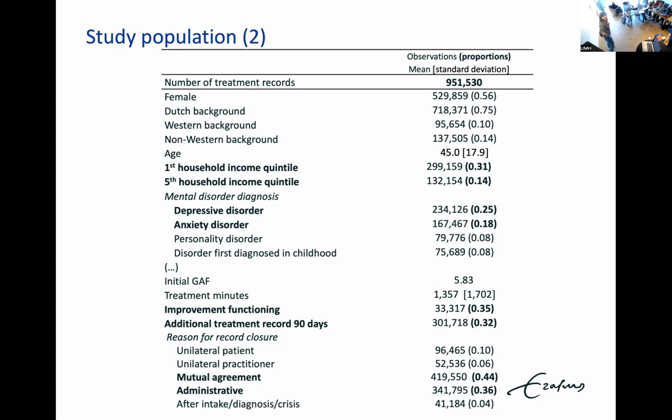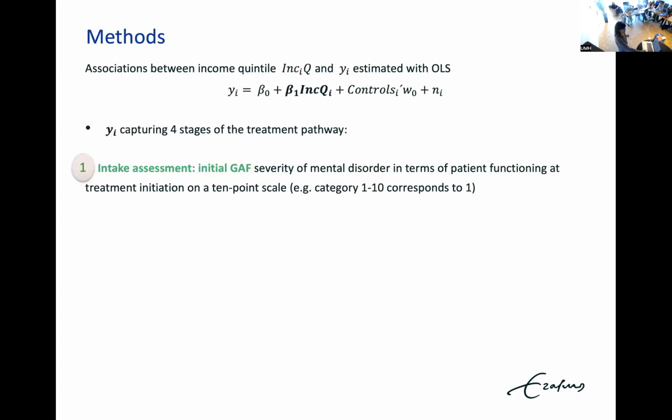Clearly showing that not everyone that does not improve is getting an additional treatment. We have 44% closed by mutual agreement, and 36% closed by administrative records, of which the majority is 1 year length. One could guess that hopefully most of these are in there. We could actually check that, so I have to do that.